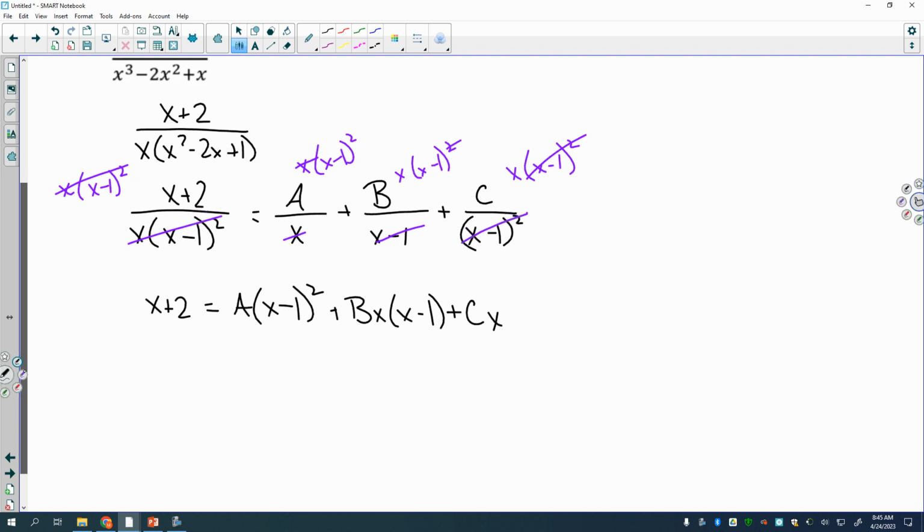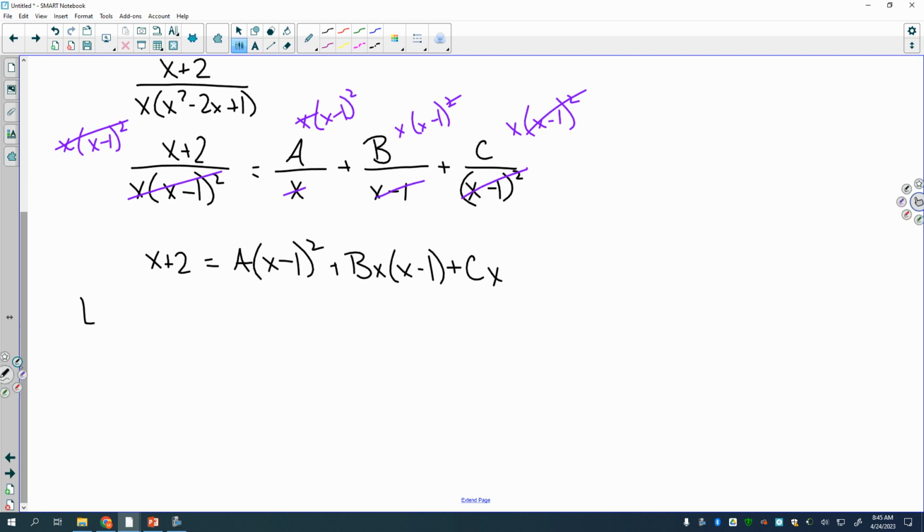Then just like before, I'm going to let x be a couple of things. I'm going to start with letting x equal 0. If I let x equal 0, well, I get 2 on the left side equals A times, and this becomes negative 1 squared, plus, now this becomes 0, because it'd be B times 0 times negative 1, 0. This also becomes 0, so I'm left with just this right here because it's a plus 0 plus 0. So A equals 2. Negative 1 squared is a positive 1. Positive 1 times A is just A, so it's just A equals 2.